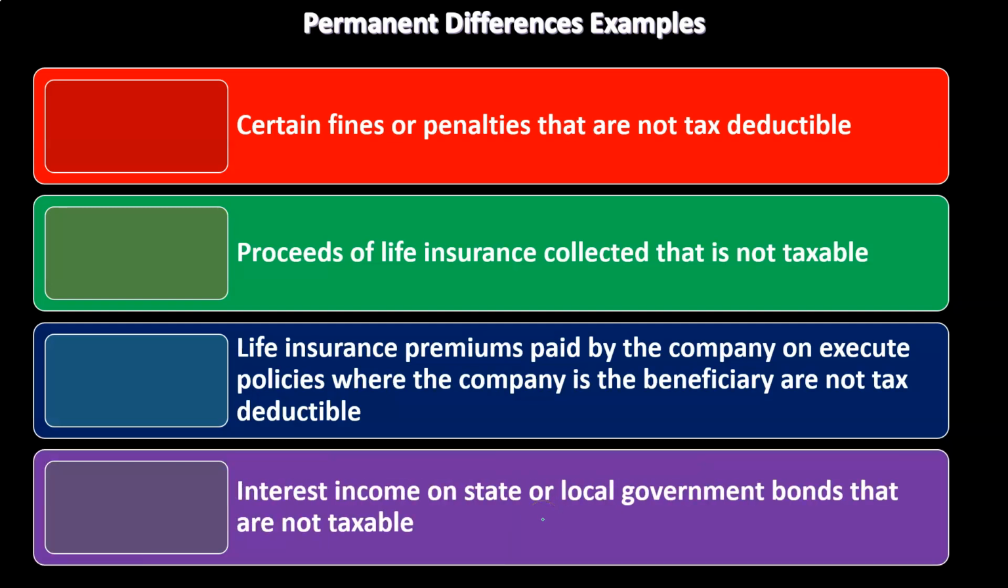Interest income on state or local government bonds that are not taxable. So we might have income, like interest income from bonds, that's going to be on the book side of things, included in income, but not in revenue for the tax side of things because it's not taxable. Those are things that are not going to reverse out, therefore permanent.